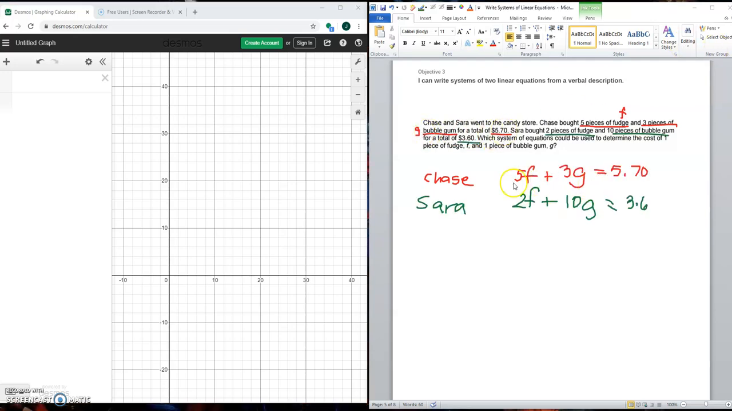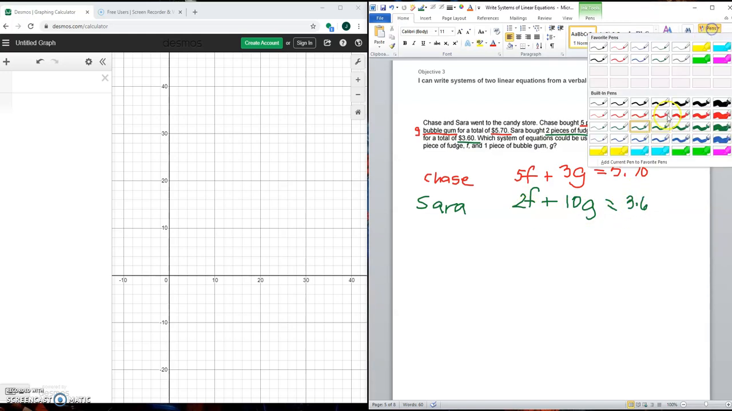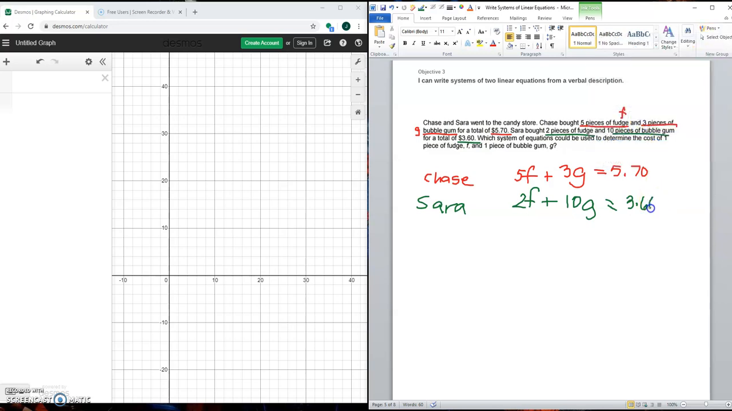So this is how Chase's equation looks like, and for Sarah, this is how it looks like, because Sarah is buying 2 pieces of fudge and 10 pieces of bubble gum for $3.60. So guys, these are the equations for this problem.